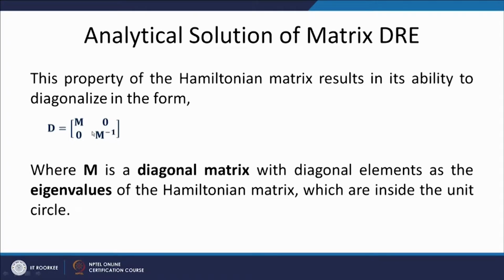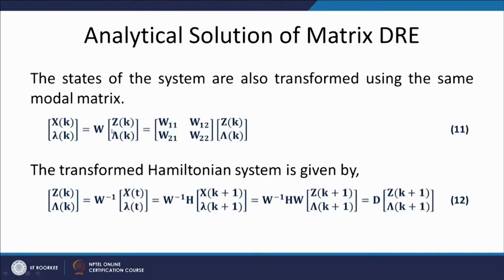So, now my transformation is, let us say using the similarity transformation, we transform [x_k; lambda_k] as [z_k; del_k], multiplying with the modal matrix W. So, this means W11, W12, W21, W22 times z k and del k. If I write the transformed Hamiltonian system in terms of z k and del k, that will be W inverse times x t lambda t, as we have, it should be x k lambda k. This is by mistake because we are using the discrete time system. So, this will be x k and lambda k.